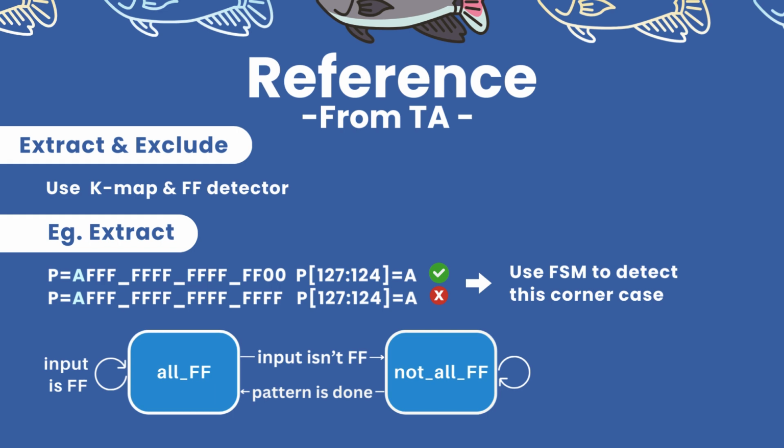At first, it is all flip-flop, and if it is all flip-flop, it will stay at all flip-flop. If the input isn't flip-flop, it will go to the not all flip-flop state and stay stuck in this mode until the pattern is done. So this means that it will detect all the inputs. If it is all flip-flop, it will stay at all flip-flop, but if one of them is not flip-flop, it will go to not all flip-flop.